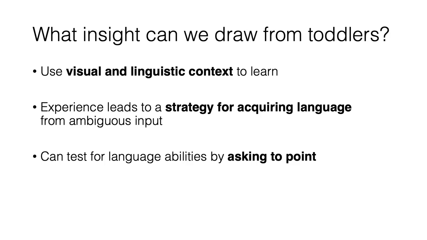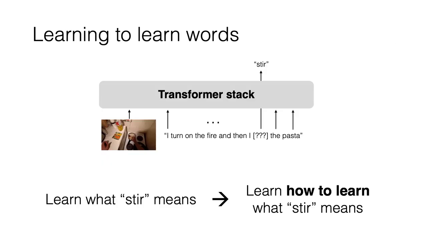In our paper, we draw insight from toddlers in 3 different ways, in order to try to solve the previous challenges. First, we use visual and linguistic context to learn. Second, we suggest that a strategy for acquiring language, where this strategy is learned by experience, is necessary. And third, we test our model's language abilities by asking it to point.